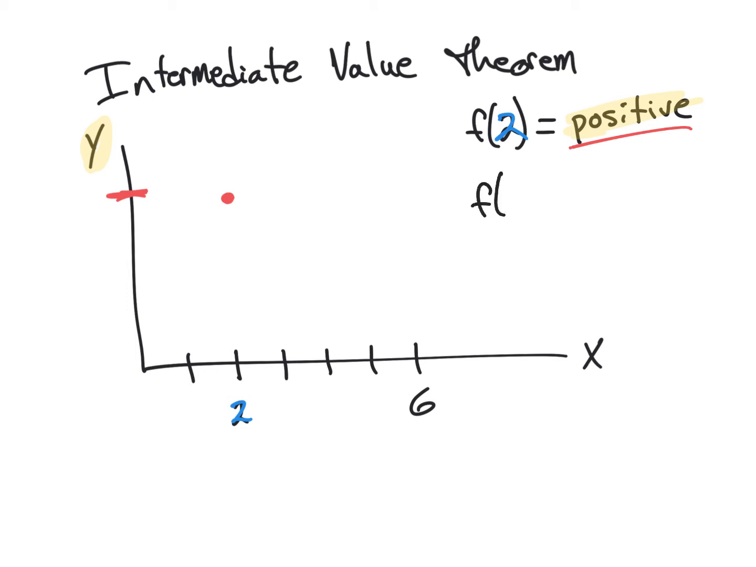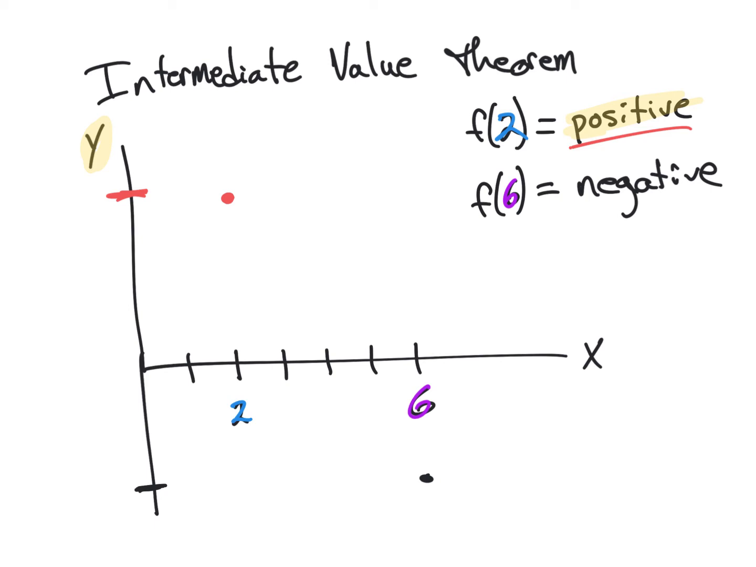and the other x value, let's use purple here, gives you a negative, let's say it's like down here. That means at some point, if I'm trying to get from the red to the black dot, at some point I'm going to have to cross the x-axis.